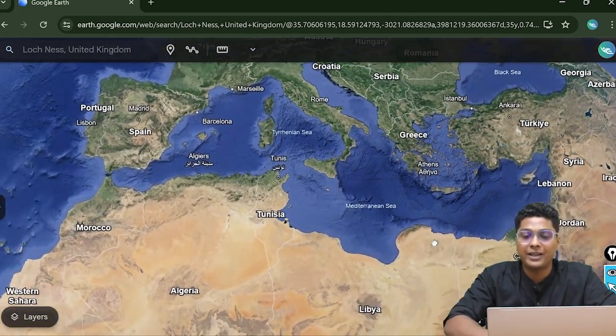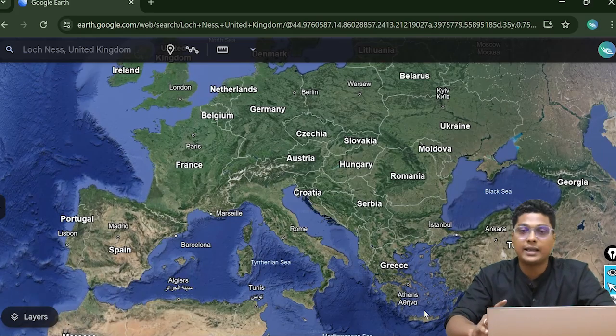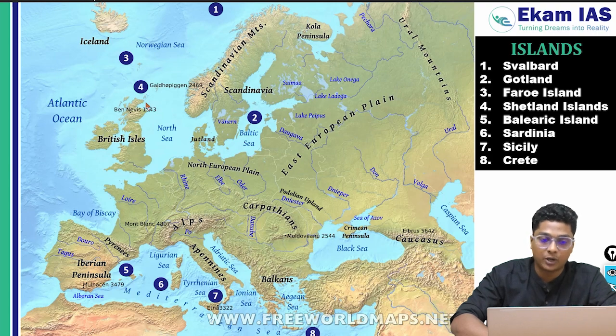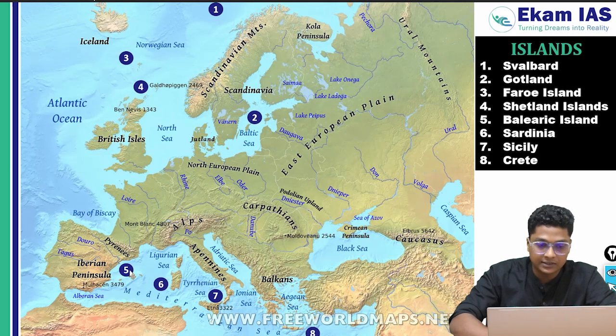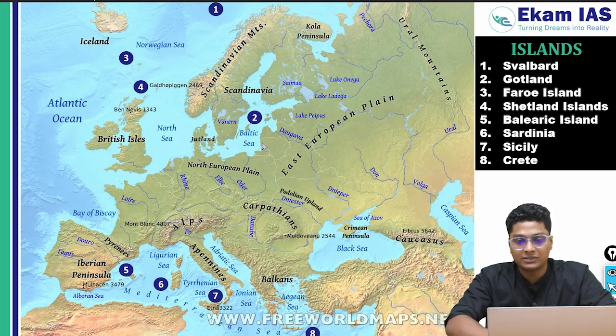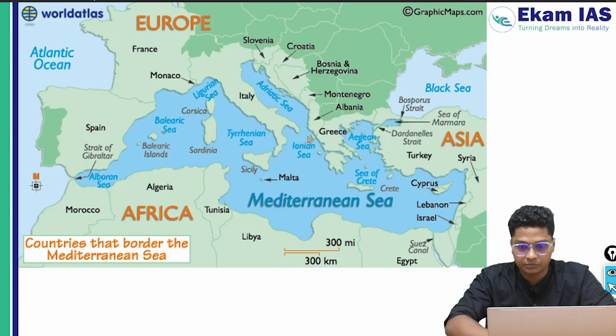I'll show you another image where you will be able to clearly see the spelling as well. You can see Svalbard in the northern part. Then here we have Gotland. Then here the Faroe Islands. Then the Shetland, which is part of Britain. Then in these regions we have the Balearic, then Sardinia, Sicily, and Crete. So we have seen the major islands here.